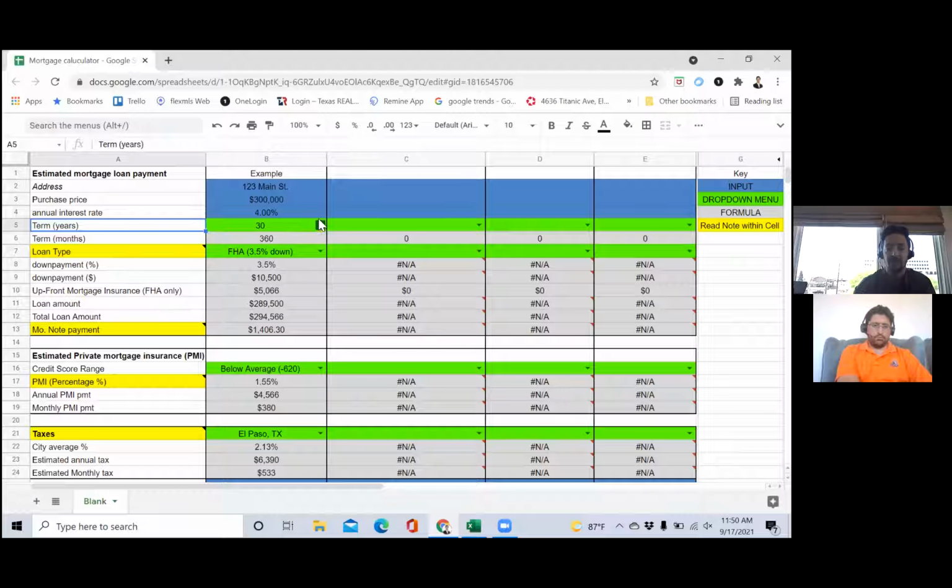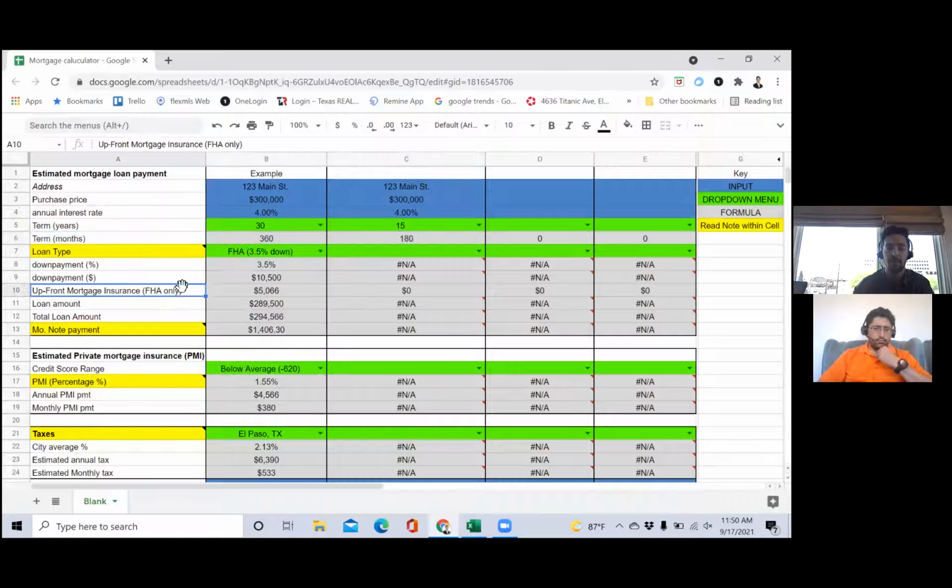Now, as far as terms and years, we're only giving the options of a 15-year versus a 30-year note. So actually, that's a good scenario, Israel. Let's compare a 30-year note versus a 15-year note on the same house. We'll do 123 Main Street, same price and same interest rate. If you look at the term months, it's 360 for 30 years and 180 for 15 years.